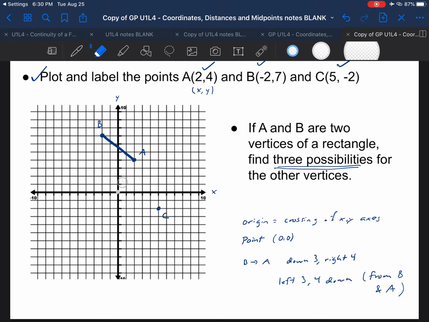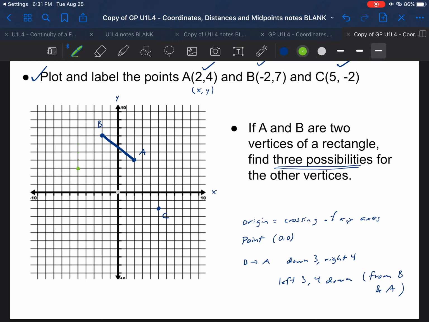So get rid of these guidelines and I'm going to count. I'm going to go left 3, 4 down. Okay, so left 3, 4 down. So that means 1, 2, 3, 4. Oops, 3. 1, 2, 3. 1, 2, 3, 4. So that's the point I'm going to mark. All right, get rid of these other guide points.